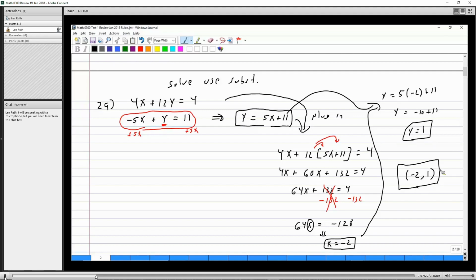And I can check this just like I did in problem 1. I can go back to my system, plug in x equals negative 2, plug in y equals 1, verify that both equations are true. For example, in the top one, you'll have minus 8 plus 12 equals 4. That's right. And if you plug into the bottom one, you'll see that's true as well.